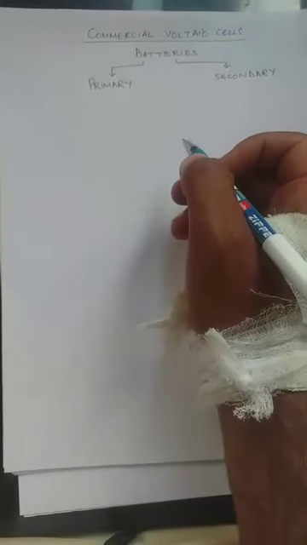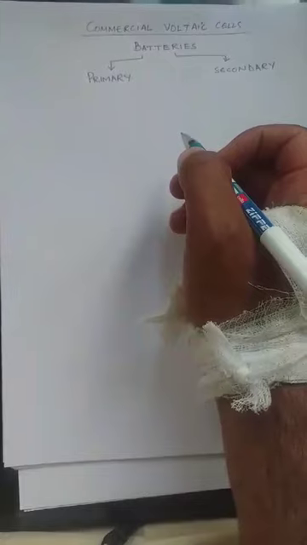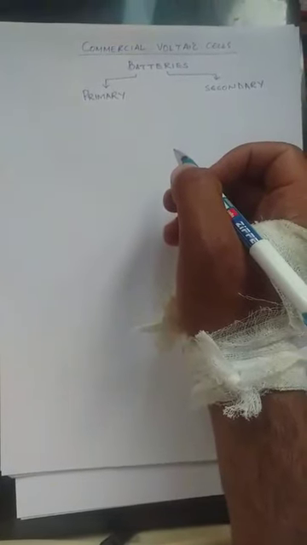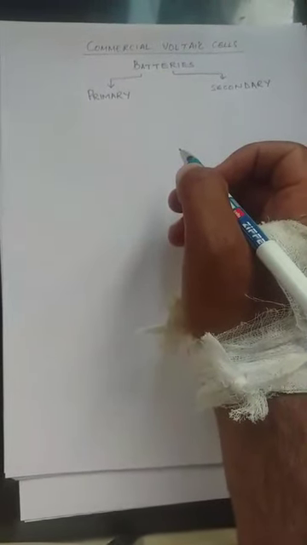So in today's lecture, we are going to discuss the commercial voltaic cells. This is the third chapter of chemistry, class 12th: electrochemistry.